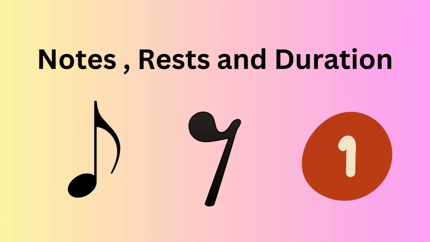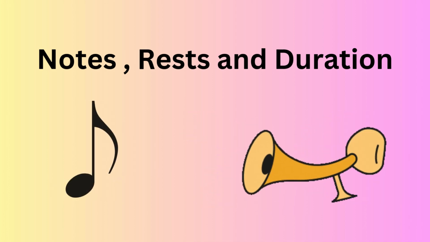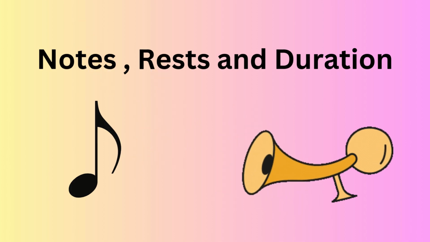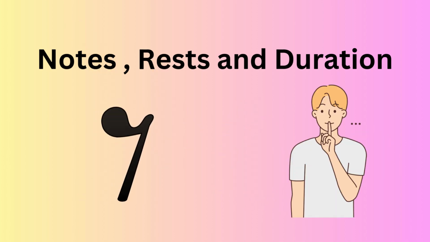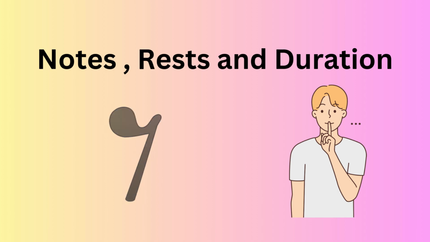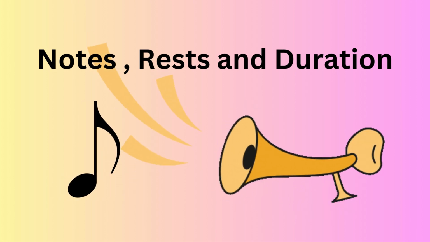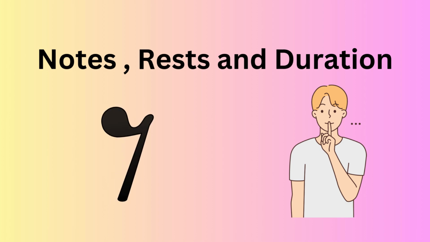Today we will learn about 5 different kinds of notes, rests, and their duration. A note indicates the time of sound, and a rest, the time of silence. So sound is on for a note, and sound is off for a rest.